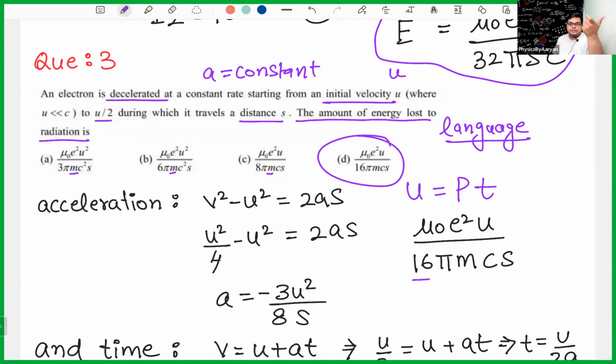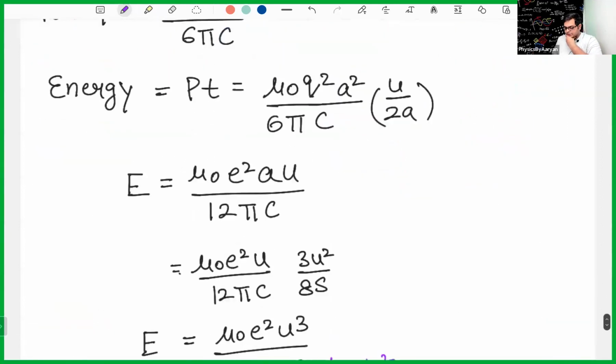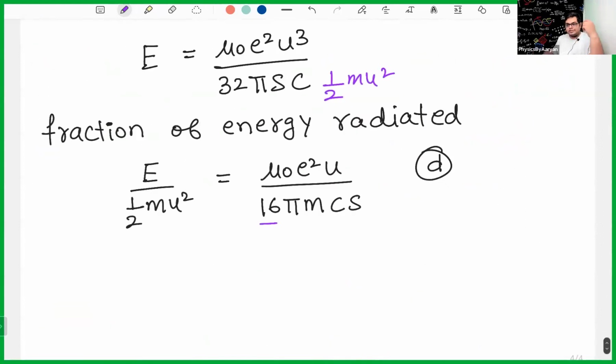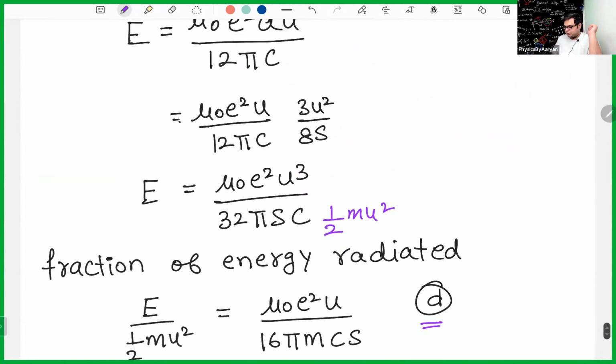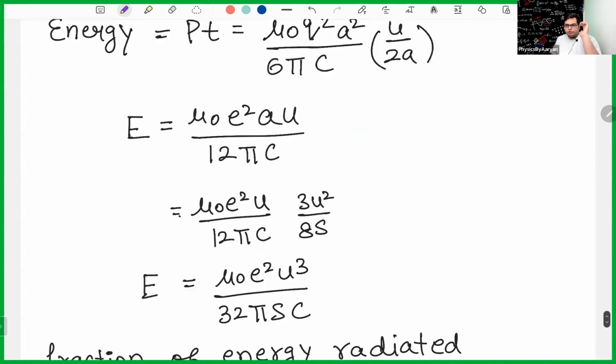So you have to bring in another thing. How can that be done? Maybe sometimes the English is not clear, and then the options give you some hint. So that has been done here. We have to divide our answer by half mu square, which gives us the fraction: what fraction of energy is lost in radiation? And we get our answer D. So that was the last question for today. If you have any doubts, I'm open for your doubts.